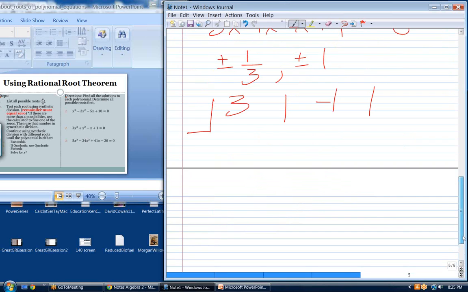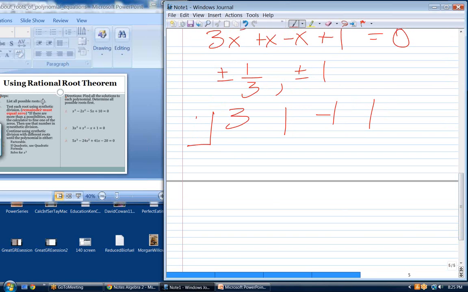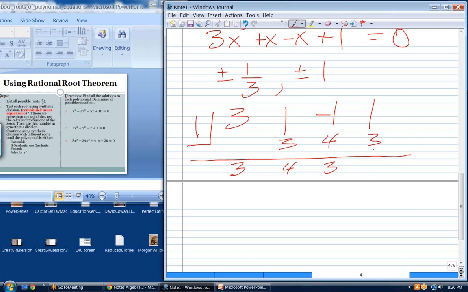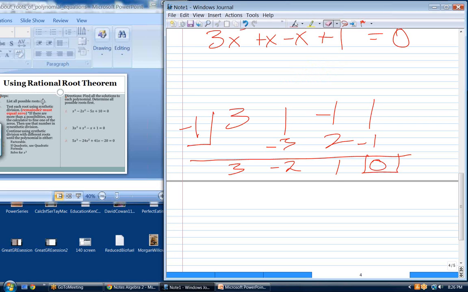Just do 1. I always try the easiest ones first. It's not that. No. So let's try minus 1. Okay. So we found it. I don't need to check the others. So x equals minus 1. In other words, there's not really any point in me going through the process with the other possibilities.